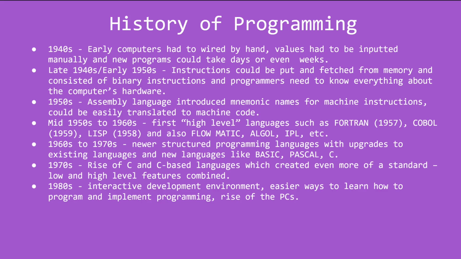60s to 70s, you got newer languages that were highly structured, and you got upgrades to all the existing ones. And then you had new languages like BASIC, Pascal, and C. The 70s was all about the C revolution, where you had the rise of C and C-based languages, which created an even bigger standard and combined both low-level and high-level functions. By the 80s, you had interactive development environments. You had so many more easy ways to learn how to program and to implement programming, and this is when the PCs really took off.